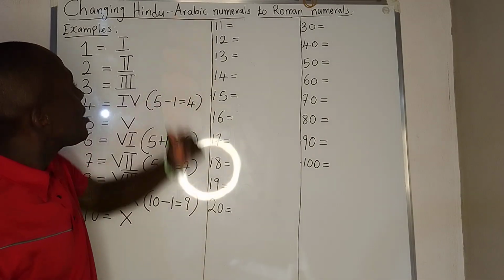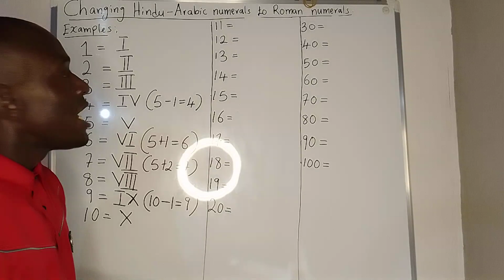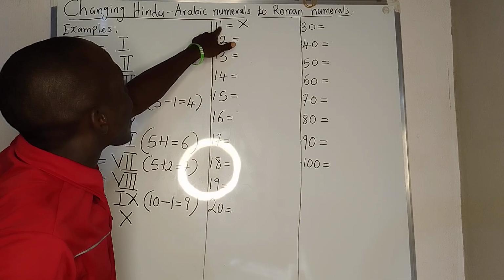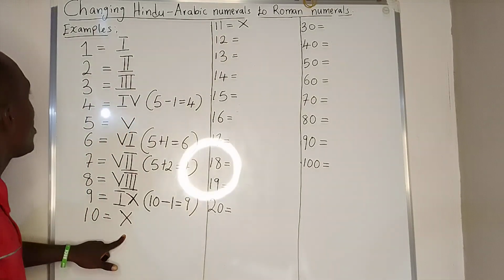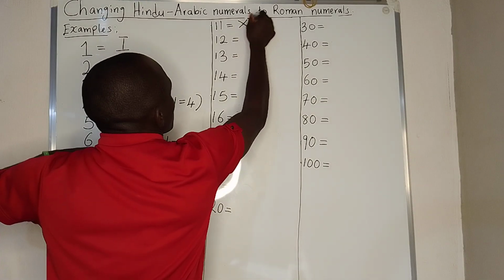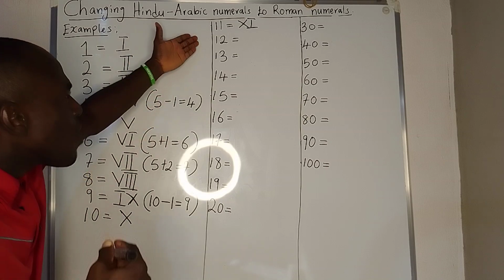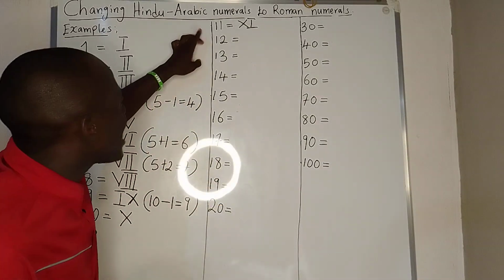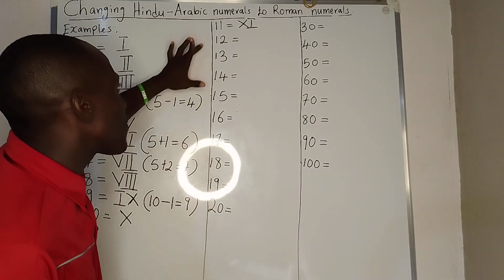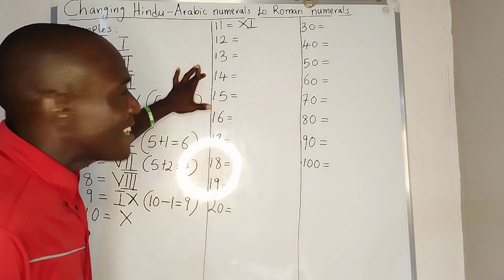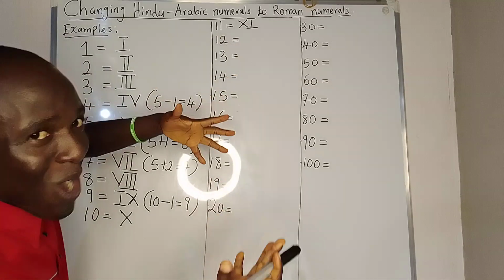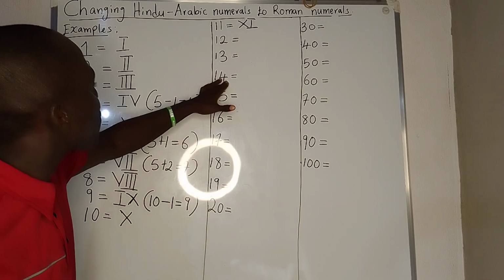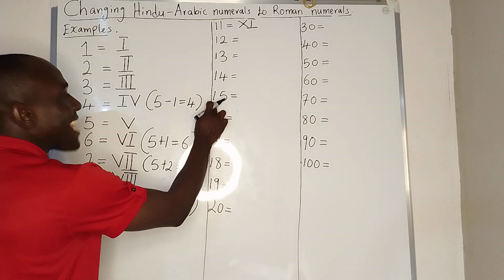Okay, let's go over to this side. We have 11. 11 means 10 and 1. What is my 10? It is X. And what is my 1? It is I. Good. So what will be my 12? Remember I said you can repeat this I no more than 3 times. So think. I want you to try some of them. I'm not going to solve 12, 13, 14. It's very easy because it's 10 and 2, 10 and 3, and 10 and 4. You know what to do. Okay, let me do 15, which is 10 and 5.